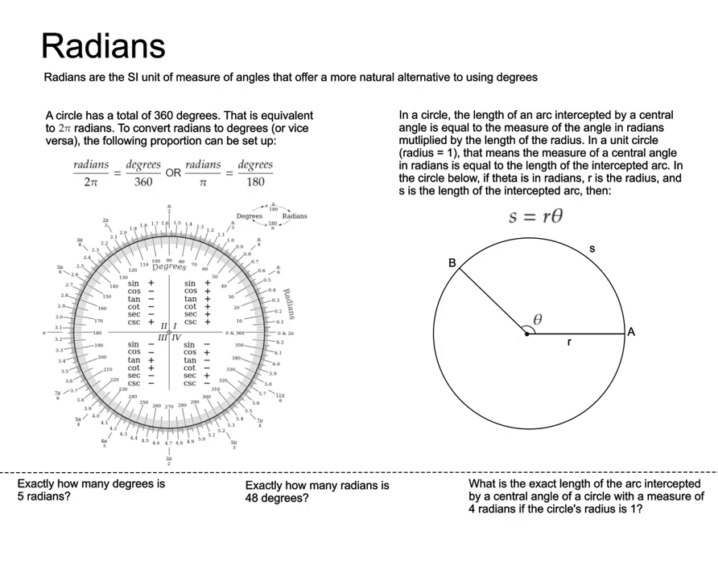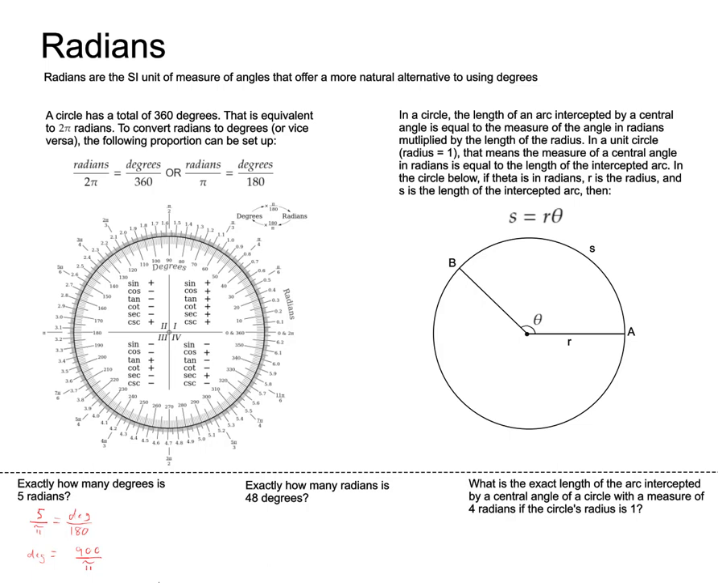Exactly how many degrees is 5 radians? So if we have 5 radians over pi is equal to the number of degrees over 180. Solving for degrees, all we need to do is multiply both sides by 180. And that is going to give us degrees is equal to 900 over pi. And that's going to be the exact number of degrees. Of course, if we wanted to approximate, we would just take 900 and divide it by pi.